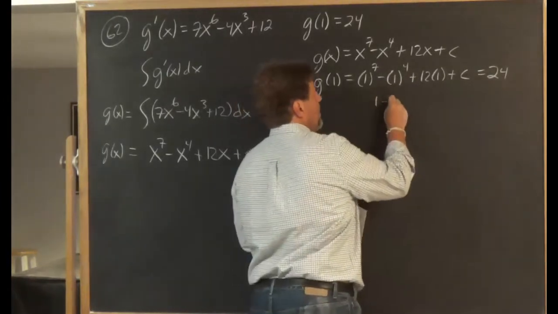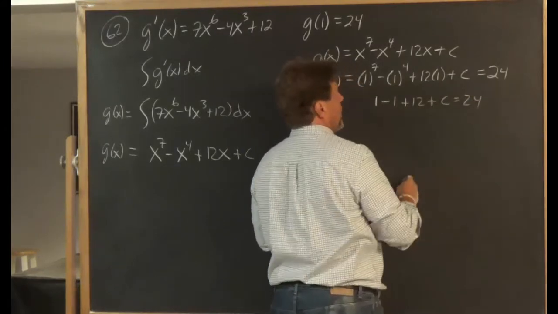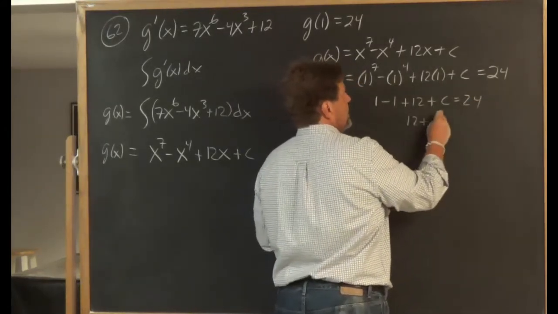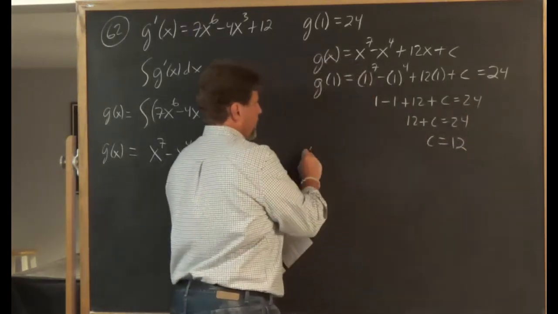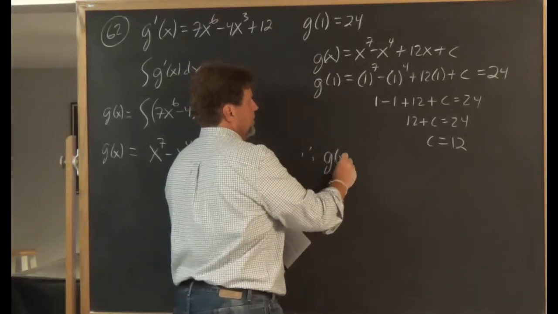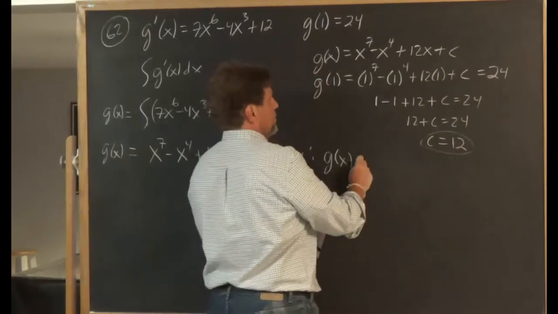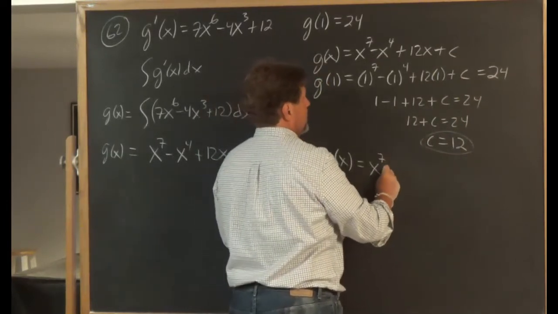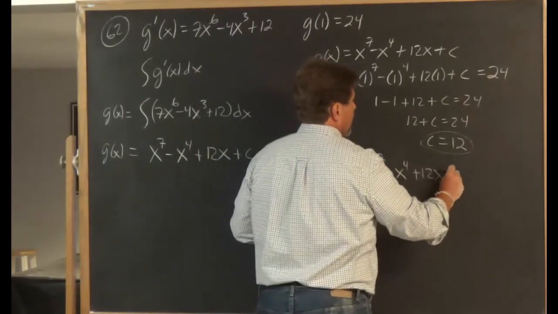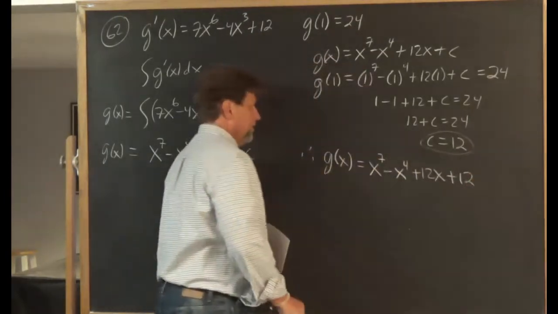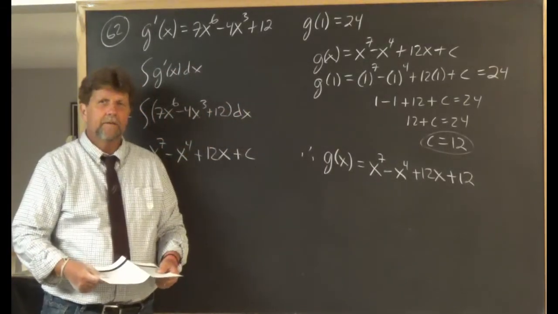So we have 1 minus 1 plus 12 plus c equals 24. 12 plus c equals 24. C is equal to 12. Therefore, the particular solution. Now that we know what c is, we put it back into the general solution to get the particular solution, x to the 7th minus x to the 4th plus 12x plus 12. And that's all there is to this one.